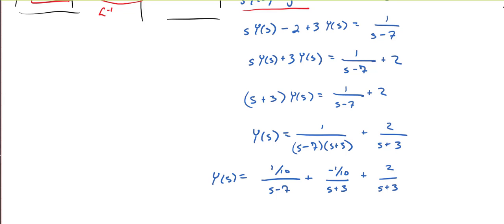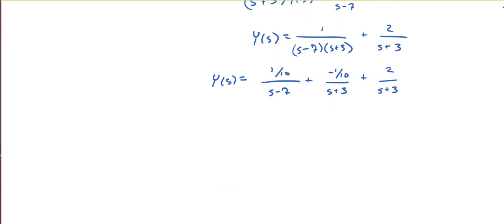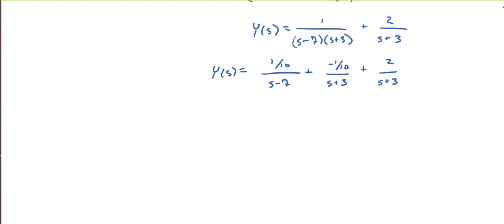So at this point, we haven't had any practice converting or calculating inverse Laplace transforms, and we're going to spend a chunk of time learning how to do that. But if I were to rewrite this as Y(s) equals 1/10 times 1 over s minus 7, minus 1/10 times 1 over s plus 3, and I could have combined those two fractions together, plus 2 times 1 over s plus 3.